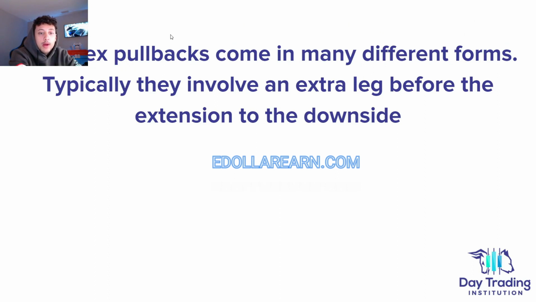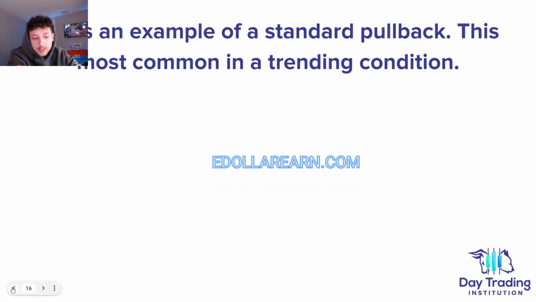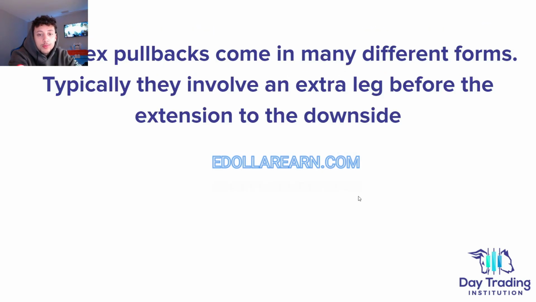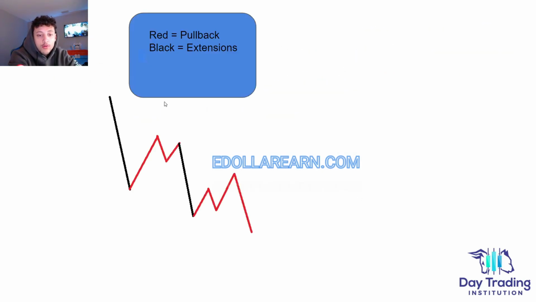Now, complex pullbacks can come in many different forms. Typically, when we're talking about a complex pullback, they have a little bit more legs. If we take a look at the previous example, we have one leg to the downside, one leg to the upside, one leg to the downside. When a complex pullback is actually forming, it's going to have multiple legs. So let's go over examples of what the complex pullback typically looks like. And again, they come in all different types of forms, right?